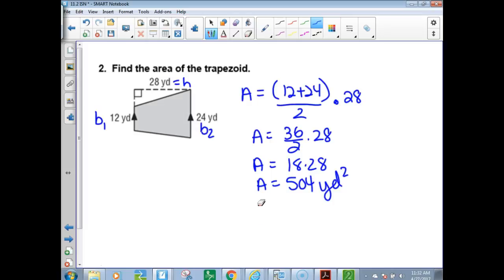Basically, you're just popping numbers into these formulas. These are the easy kind because it's all given. Did I go too fast on that one?